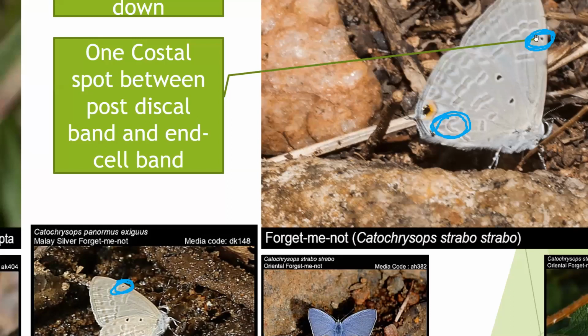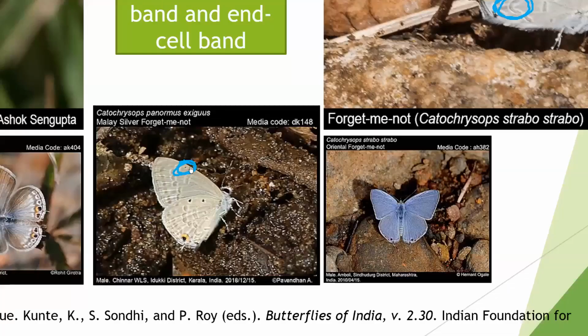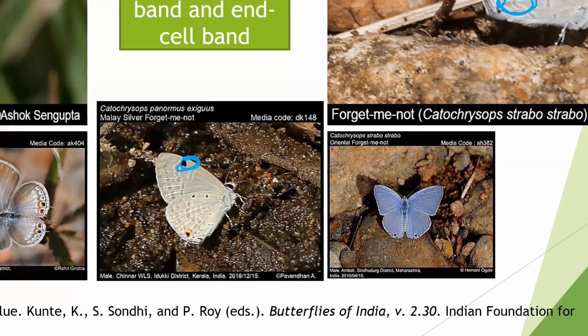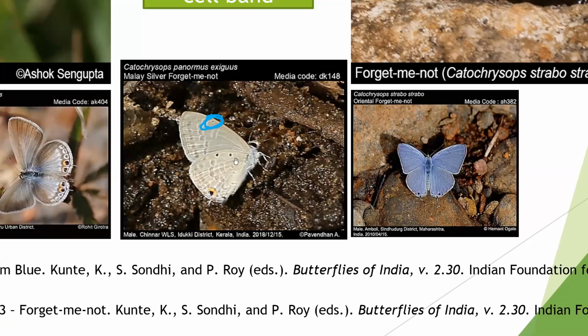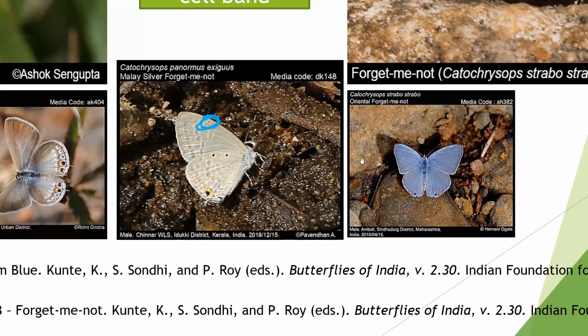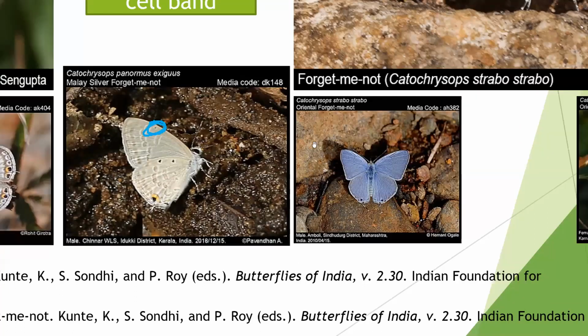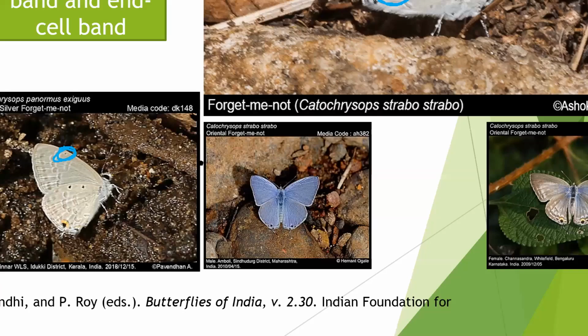It is separated from the postdiscal band, and in case of silver forget me not, it touches the postdiscal band. Other differences are also there in the open wing. When you see the open wing, you'll be able to find the differences. And the color is quite different. It's silvery color in the silver forget me not, and it is a bright royal blue in the case of oriental forget me not. That's how the difference between these two.